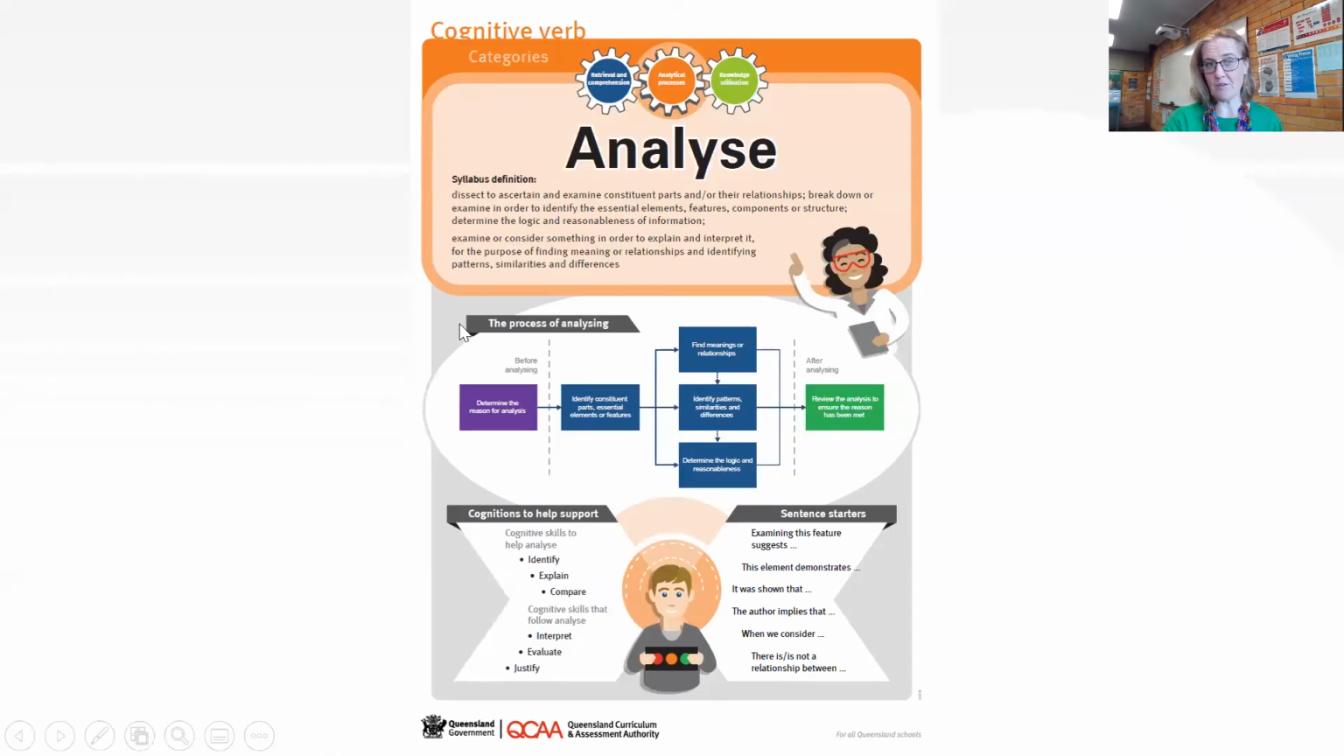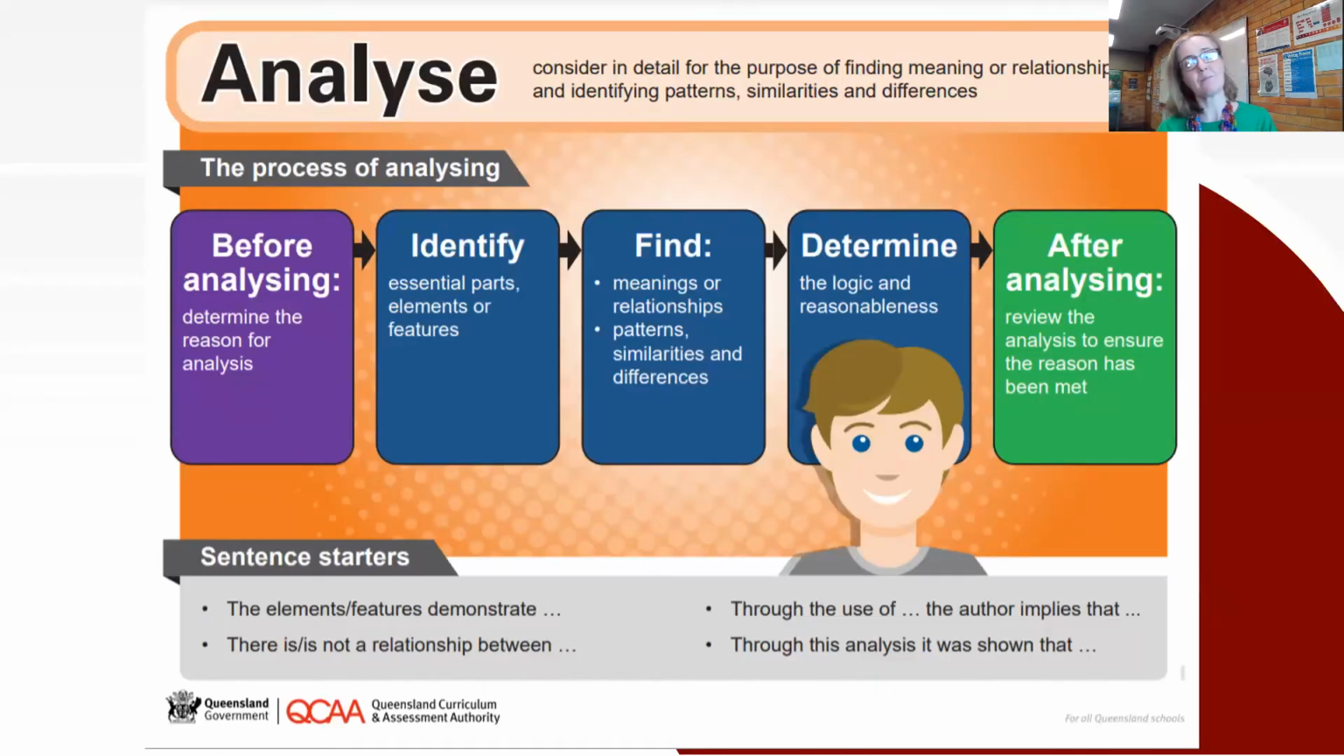So there's the little process. But look, this poster includes a syllabus definition, connects it to the other cognitive verbs, and even gives you some sentence starters. But that means the idea of this poster is that you've already worked out how to analyse. The focus of this poster is actually teaching you that process.